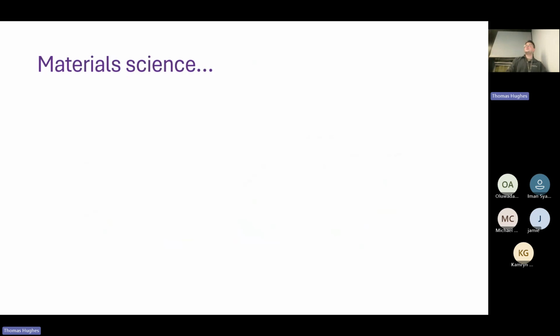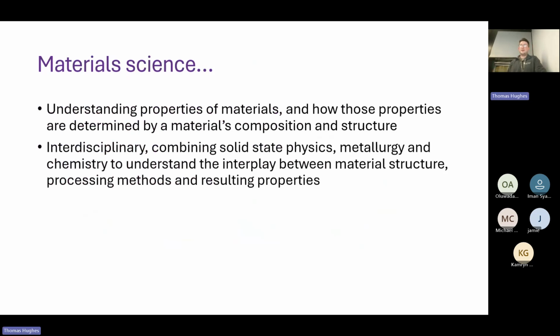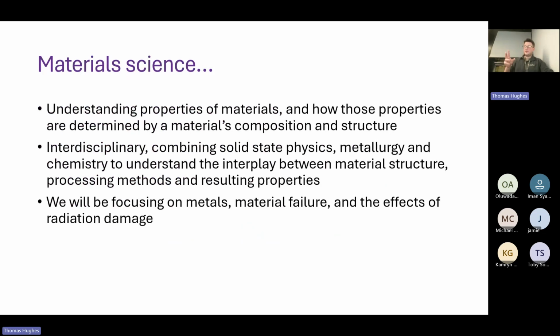So material science, what is it? We're understanding the properties of materials and how these properties are determined by the material's composition and structure. It's quite interdisciplinary, so we combine solid state physics, metallurgy, chemistry, all sorts of other bits to understand the interplay between material structure, their processing methods, and their resulting properties. So we're going to focus on metals, material failure, and the effects of radiation damage.